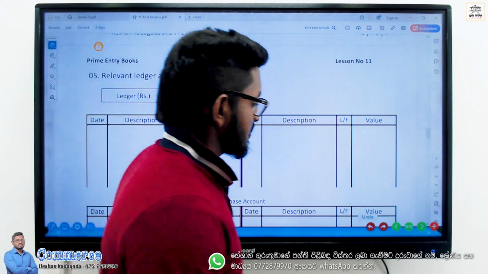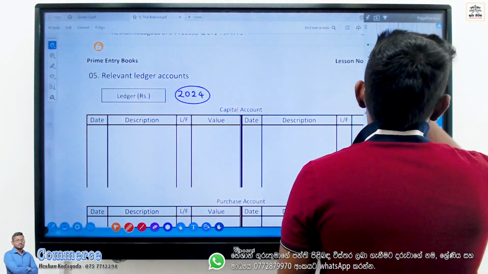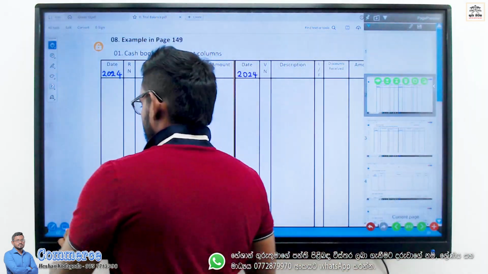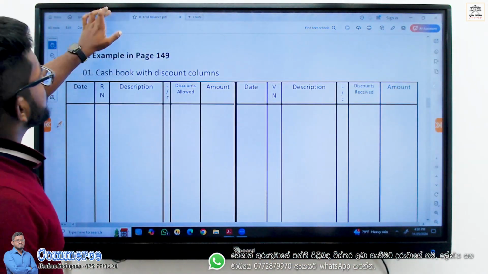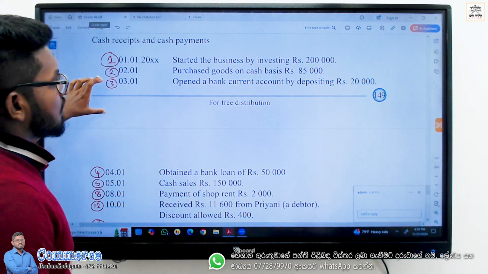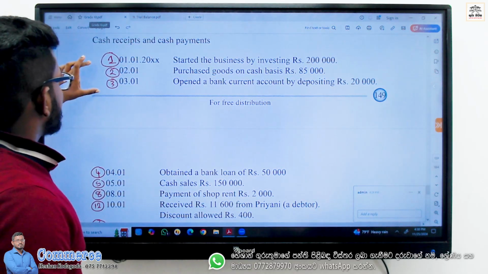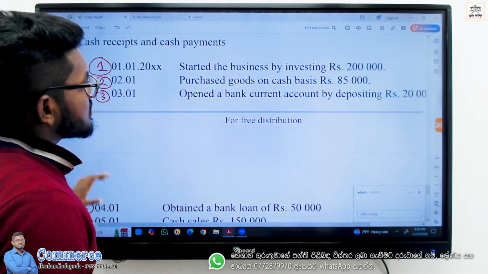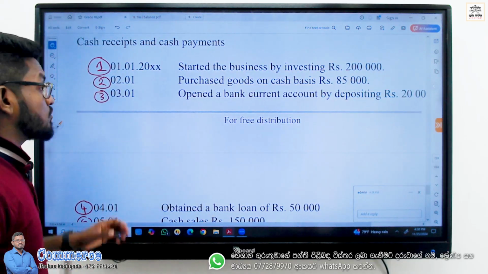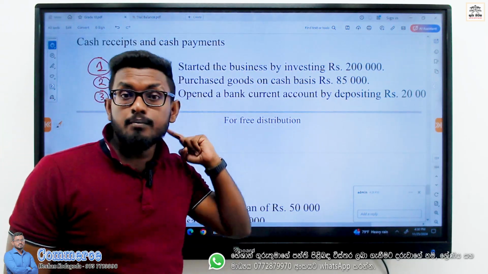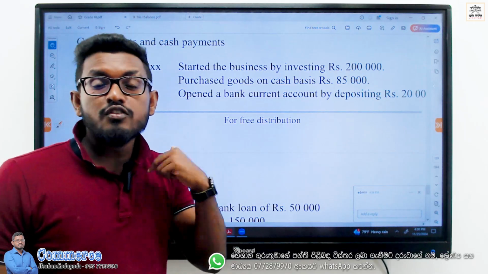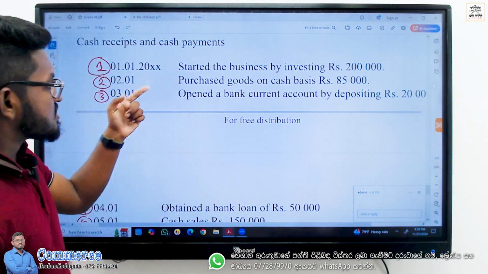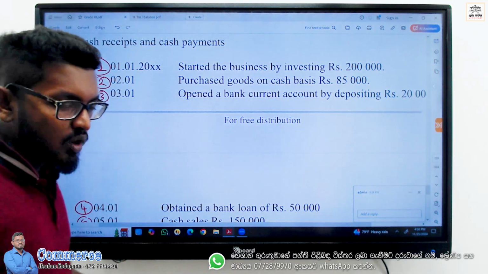Okay, right. Now let's start. Let's start from the beginning, right? Okay. First one. What is the first one? Transaction number 1, January 1st, right? What is the transaction? Started the business by investing. Now, we are not using the number. We need the date. Number is only for our reference. Understand? Okay. So, started the business by investing 200,000.